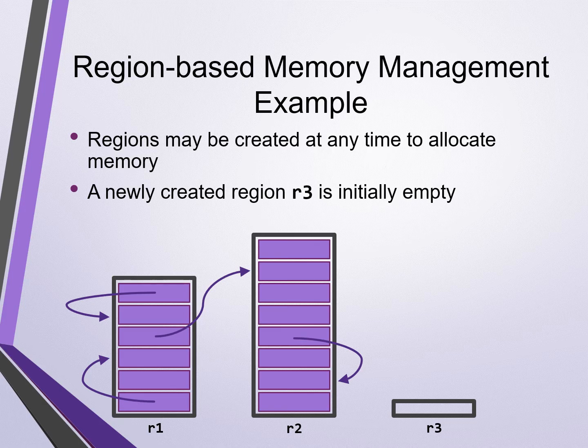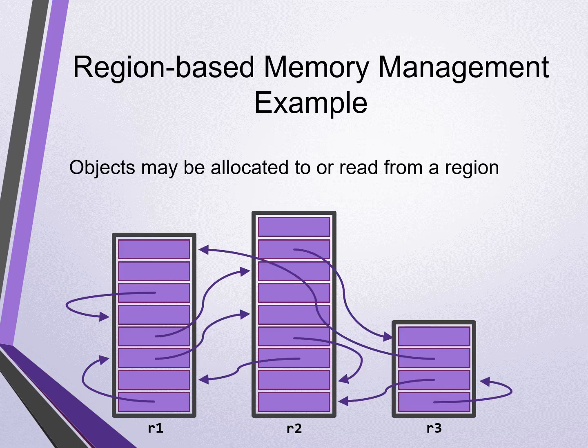Here we're creating a new region. Note that this could be done using our example code just discussed, specifically, the line region R3 is equal to new region. That will do it. Notice that R3 is initially empty. We can add objects at any time to our 3 regions or update any existing objects, for example, by adding or removing regions and normal pointers.